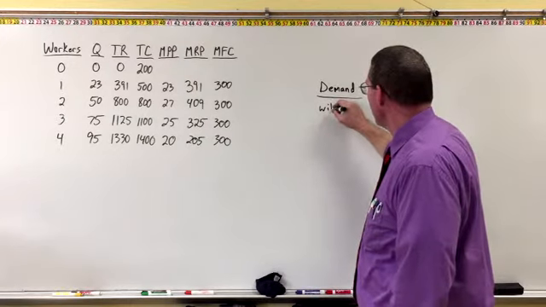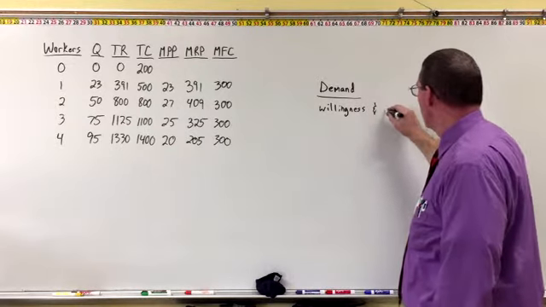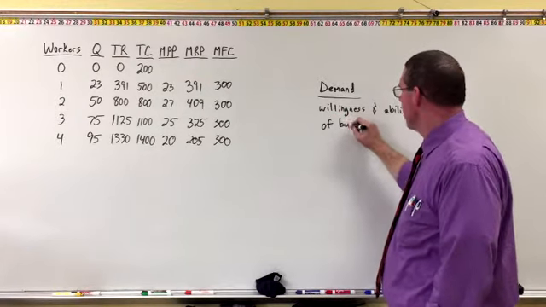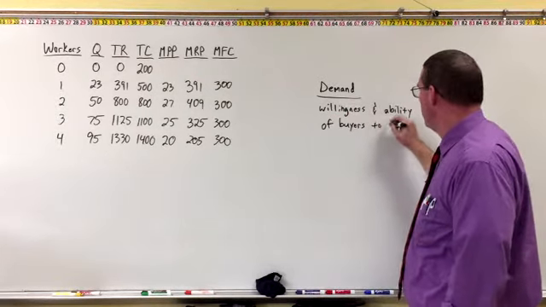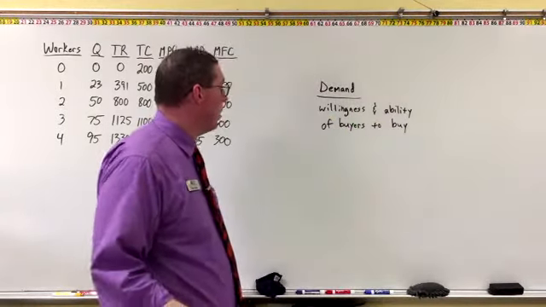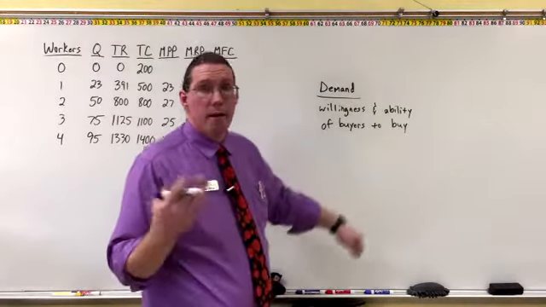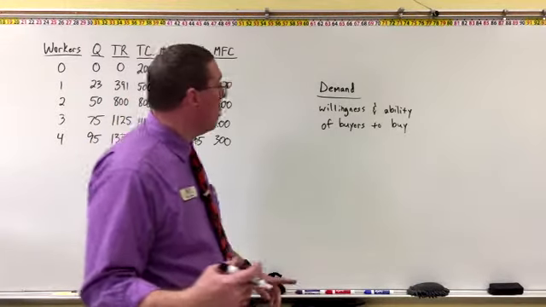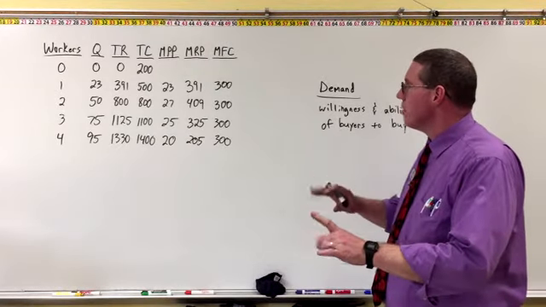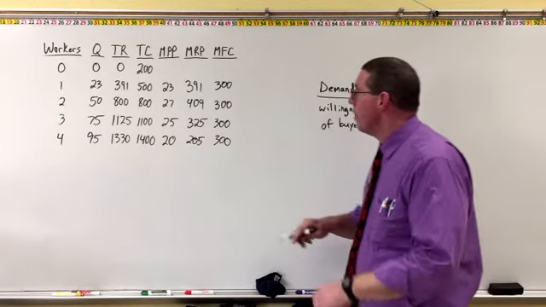Demand is the willingness and ability of buyers to buy a product. Well, now it's going to be the willingness and ability of buyers, of firms, to buy factors of production. And so something in here indicates a business's willingness to buy and their ability to buy. And this is it right here.